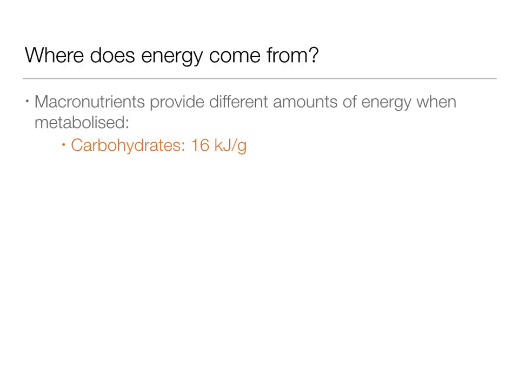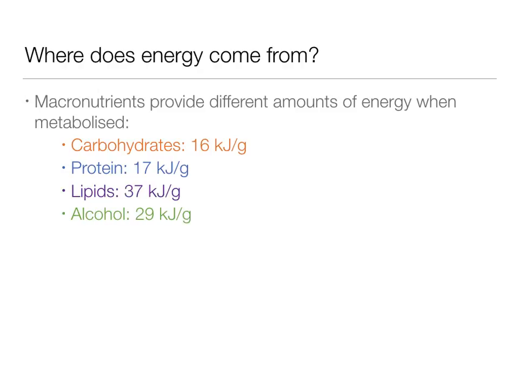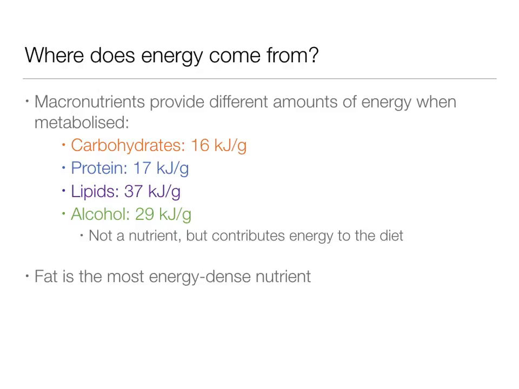Carbohydrates provide the least amount of energy per gram at 16 kilojoules. Protein provides slightly more at 17 kilojoules per gram, and lipids provide significantly more at 37 kilojoules per gram. Alcohol is not considered a macronutrient, but it is a provider of energy in the diet at 29 kilojoules per gram. Fat is the most energy-dense nutrient, and therefore diets high in fat will meet daily energy needs faster.